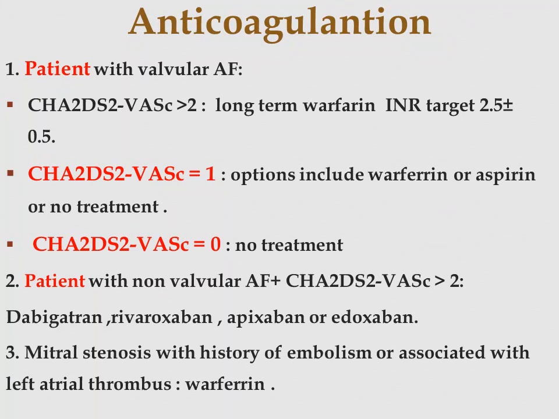CHA2DS2-VASc 0, no treatment. Another indication of anticoagulation is a patient with non-valvular AF plus CHA2DS2-VASc more than 2. Drugs involved in this patient, that is without valvular heart disease, include dabigatran, rivaroxaban, apixaban, and edoxaban. Mitral stenosis with history of embolism or associated with left atrial thrombus, we also give warfarin.